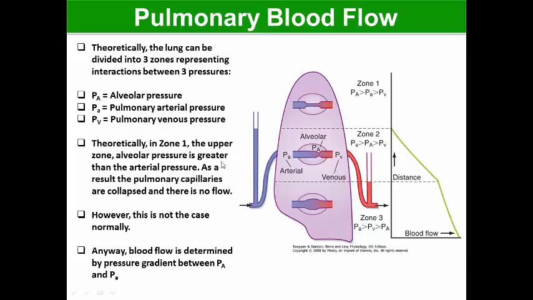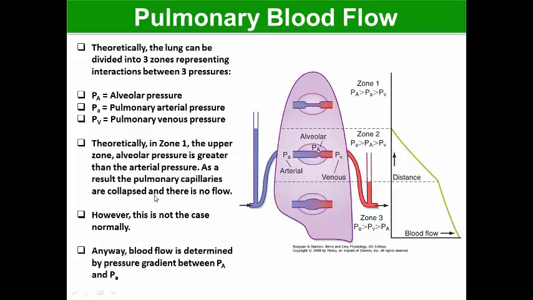So theoretically, in zone 1, which is the upper zone, the alveolar pressure is greater than the pulmonary arterial pressure. Why? Because of the effect of gravity. We mentioned that the pulmonary arterial pressure is 11 millimeters of mercury less than the pressure in the middle zone, and the pulmonary arterial pressure is higher than the pulmonary venous pressure. So as a result of this, we might expect that the pulmonary capillaries would be collapsed and there is no flow of the blood.